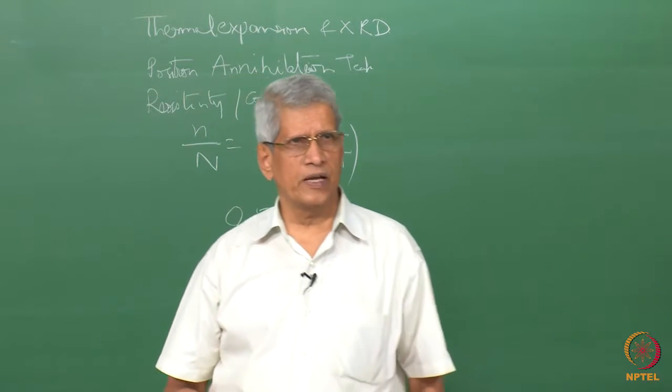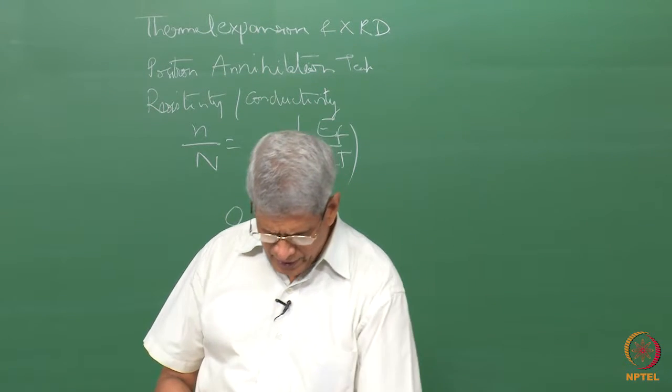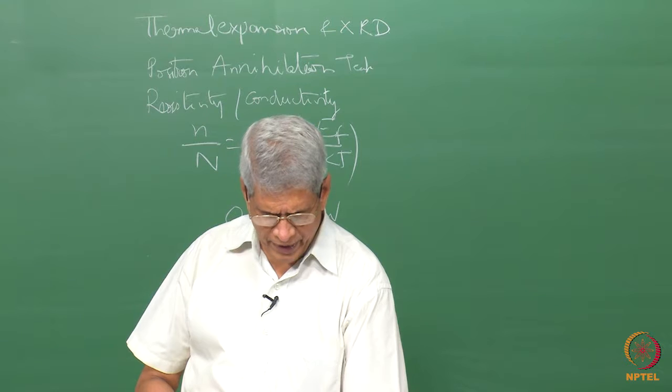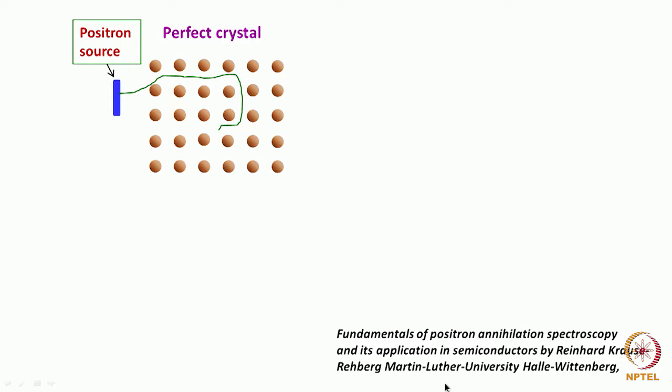Suppose a defect is there. In the region where the defect is present, like here in this case, when there is no defect, irrespective of whichever site it moves to and reaches, it does not matter whether this point or this point, it is going to take almost an identical delay time, because the density of electrons is going to be almost the same in all the regions.